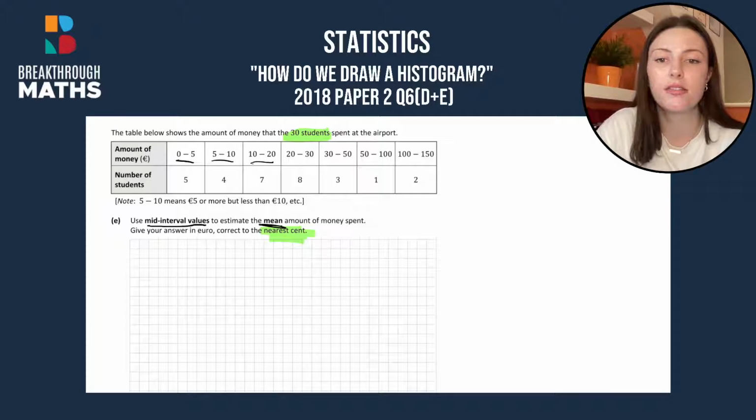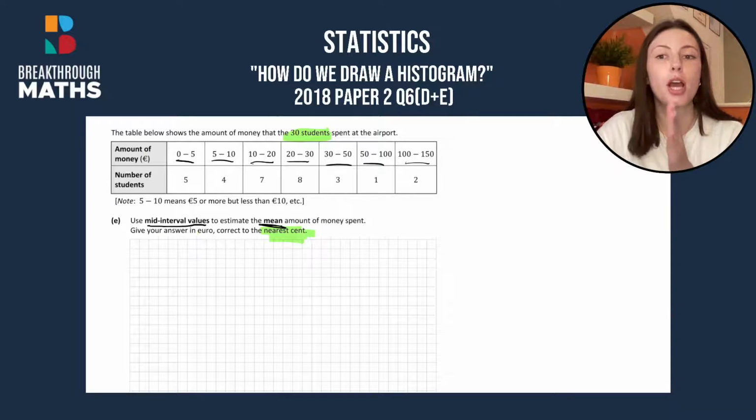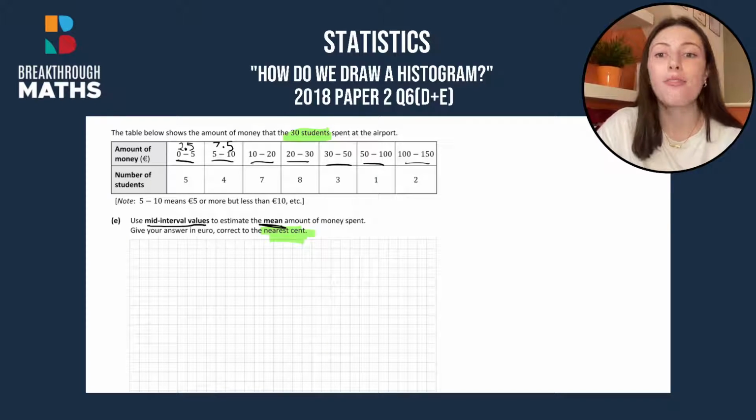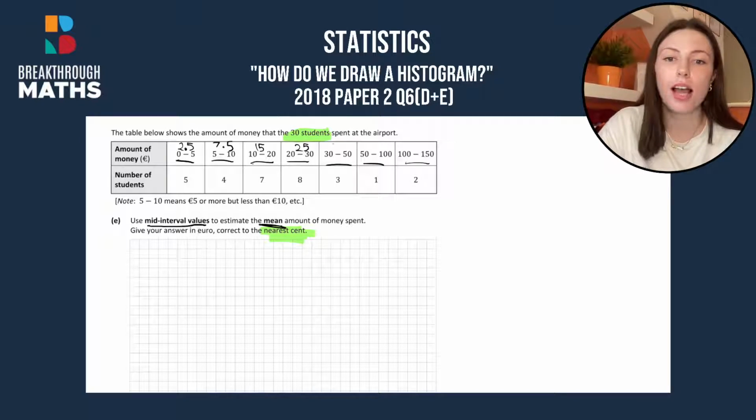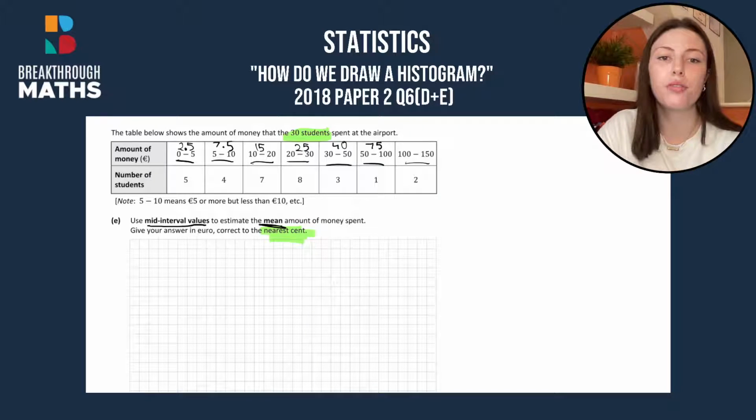Okay, so what we have to do with mid-interval values is with the intervals that we have given, we have to find the halfway point between the numbers. So halfway between 0 and 5 is going to be 2.5. Halfway between 5 and 10 is going to be 7.5. Halfway between 10 and 20 is 15. Halfway between 20 and 30 is 25. Then 40 is halfway between 30 and 50. We have 75 is halfway between 50 and 100. And then 100 and 150, the halfway point here is 125.